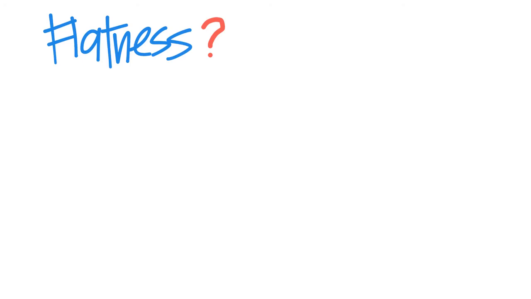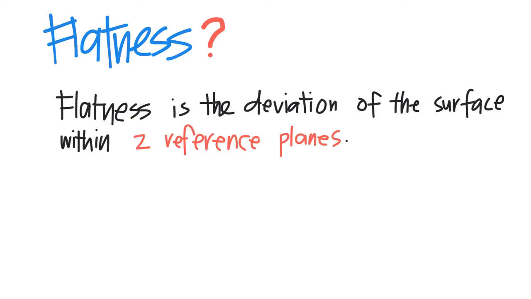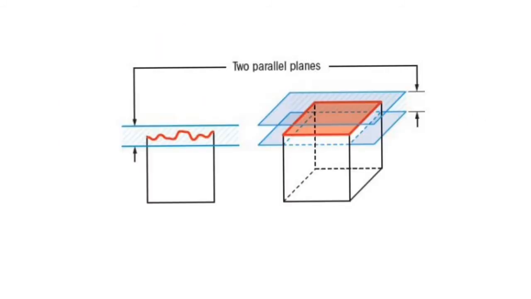So now, what is flatness? Flatness is the deviation of the surface within two reference planes. It looks quite similar to the straightness, but straightness is focused on the two parallel lines, while this flatness is focused on the two parallel planes.